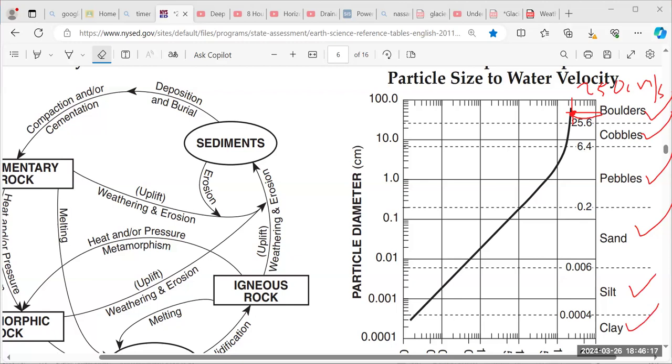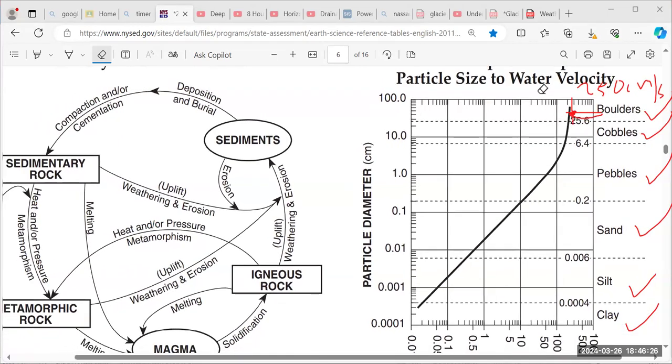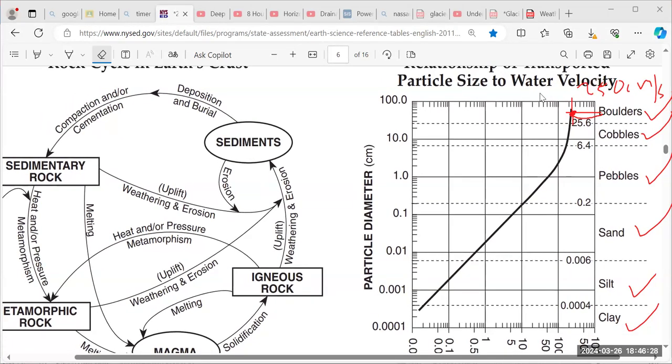Now, when you go to 100, right? When you go to 100, and let me just zoom out just a little bit right there. When I go to 100 centimeters per second, right, and I follow this line until I hit that black bold line, and it stops right here. So that means I can still carry clay, silt, sand, and only some pebbles at 100.